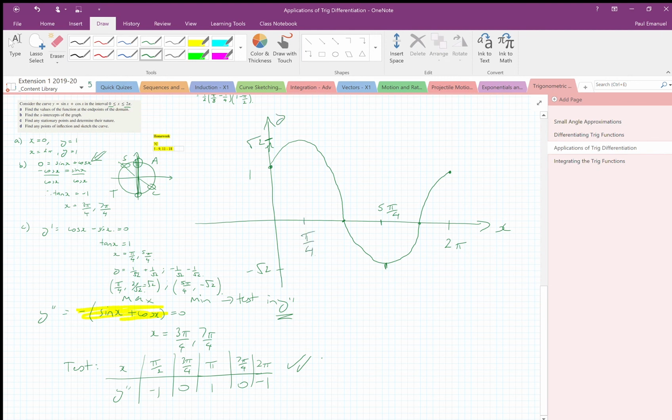Okay, and there's the curve. Which we chuck in Desmos as well and make sure it made sense. It's pretty poor scale, isn't it? It's a little bit better.